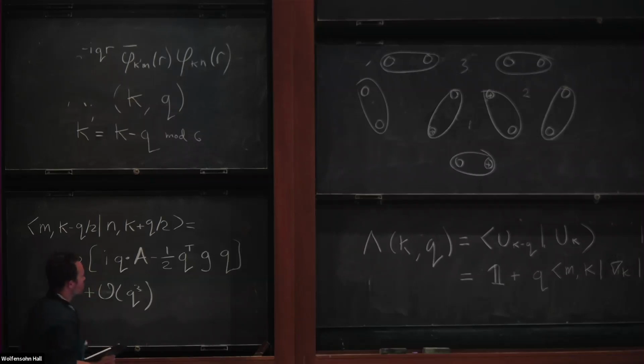So to lowest order, the form factor is given entirely in terms of the band topology and quantum geometry. Any questions about that?